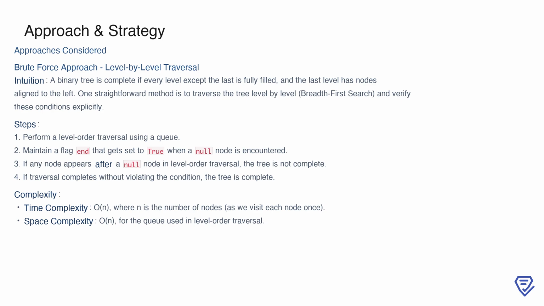During the traversal, we maintain a flag called end. This flag is triggered when we encounter the first null node, indicating the start of the end level. If we find any node after this null node, the tree does not satisfy the completeness condition. On the other hand, if the traversal concludes without breaking these rules, the tree is complete. This method is efficient, with a time complexity of O(n), since we visit each node once, and a space complexity of O(n), due to the use of a queue for the traversal.